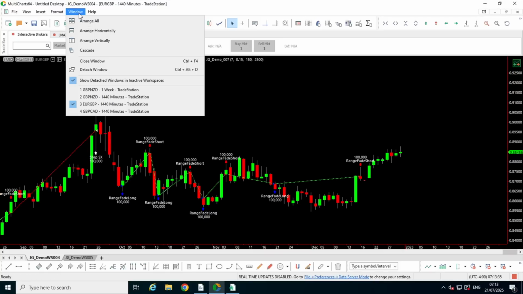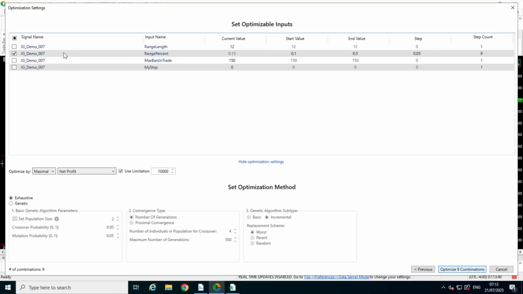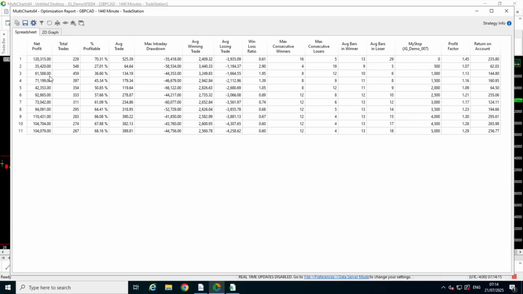And run the same test on pound Canadian. Again, we see that no stop loss is the best, 50 is pretty bad, and then it starts to go up as we increase the stop loss, and it probably would flatline if we tested for over 5,000 or 500 pips. I think we should probably go a little bit larger using this market, so let's use 400 pips for pound Canadian.